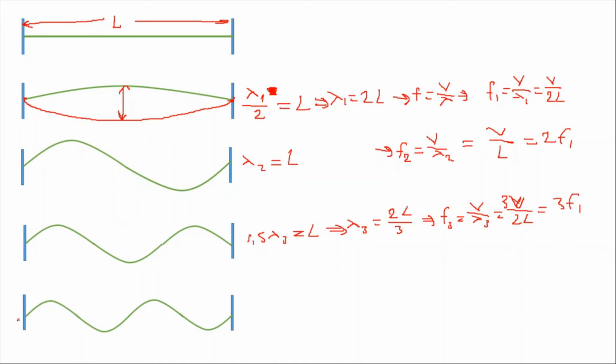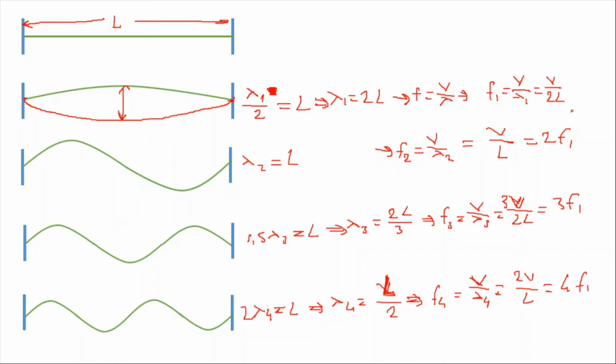Let's see it. Here we have two wavelengths. So 2 lambda 4 equals L, and lambda 4 will be equal to L over 2. And from here F4 will be equal to V over lambda 4. So we will get 2V over L. And this is also going to be equal to 4F1. So let's summarize all of these findings.